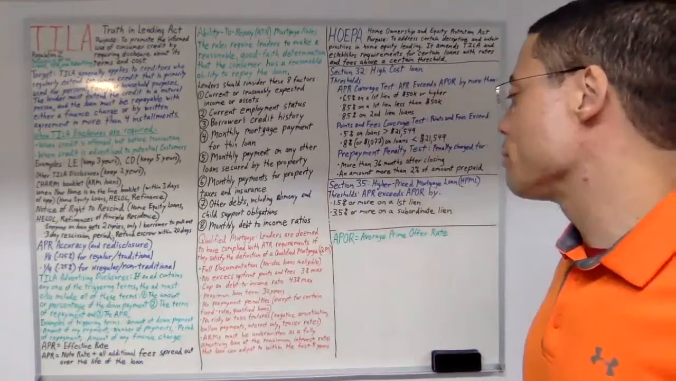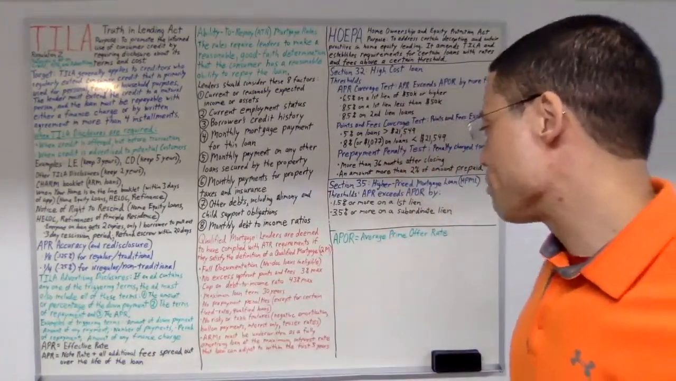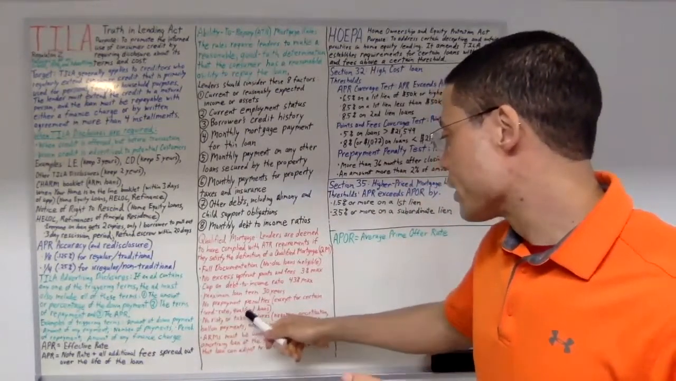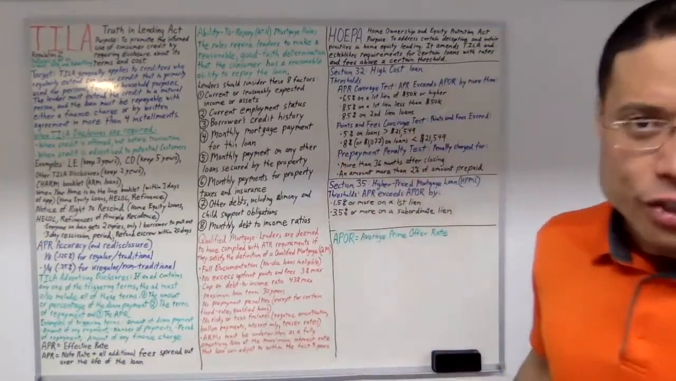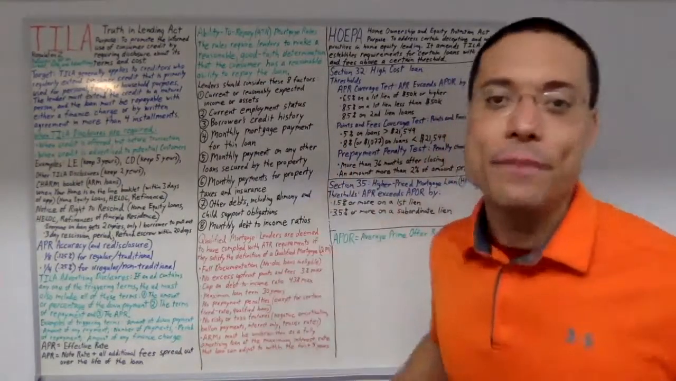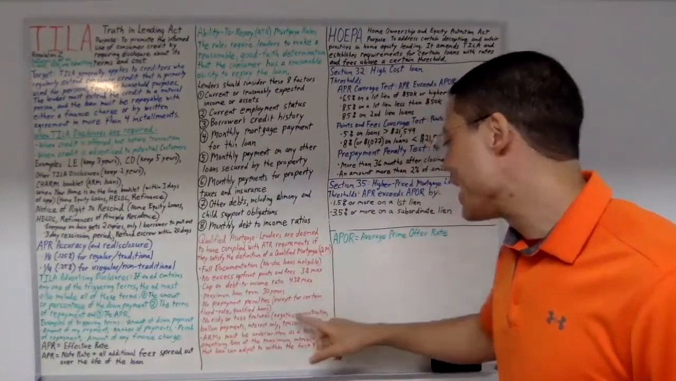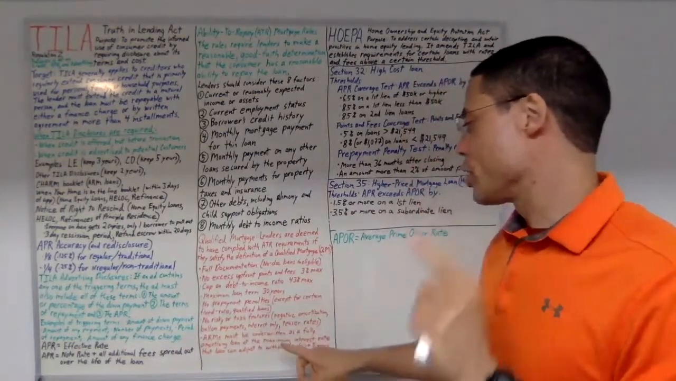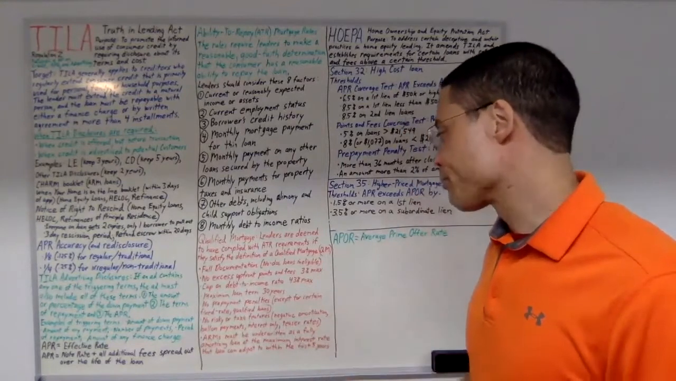Maximum loan term is 30 years. No prepayment penalties except for certain fixed rate qualified loans. No risky or toxic features. For example, no features like negative amortization, no balloon payments, no interest-only loans, no teaser rates, right?